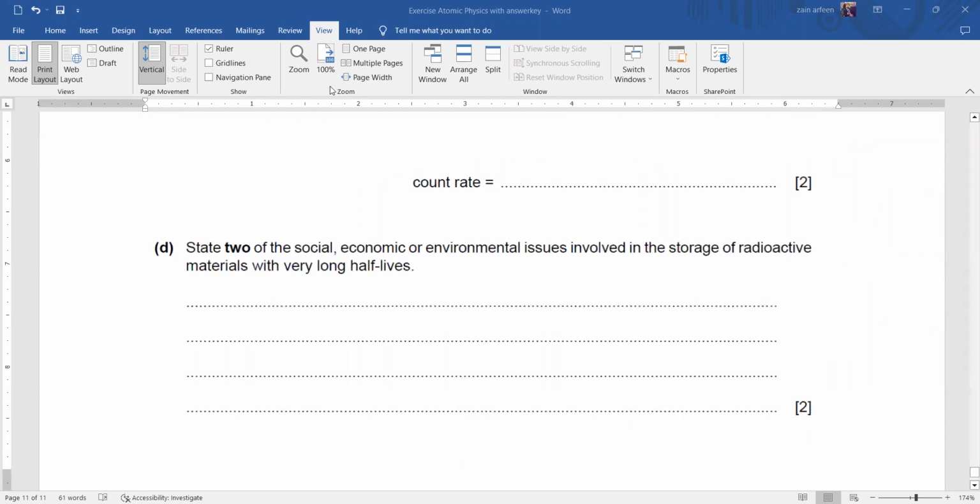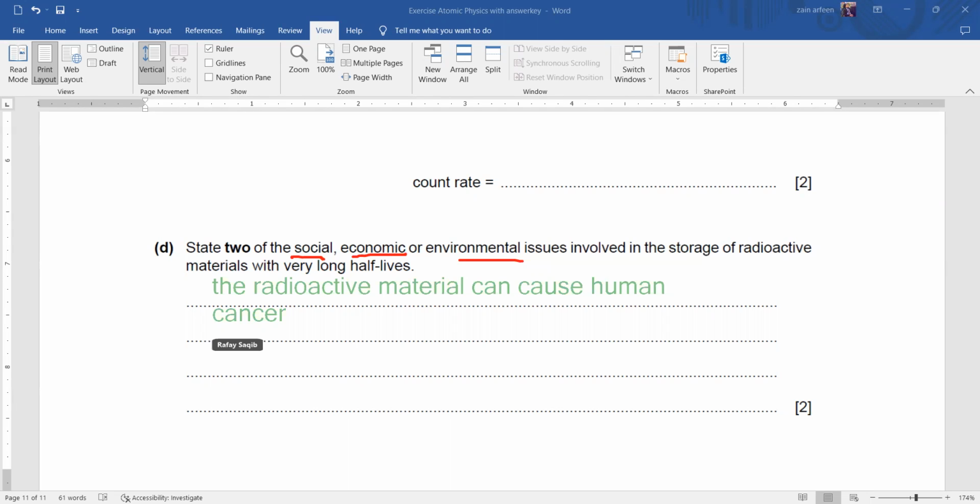Then state 2 social, economic or environmental issues involved in the storage of a radioactive material with a very long half-life. If a radioactive material has a very long half-life, it remains radioactive for a very long time. What might be the social, economic or environmental issues? First, a social issue you can mention: there might be fear of causing cancer, or it might cause a mutation.